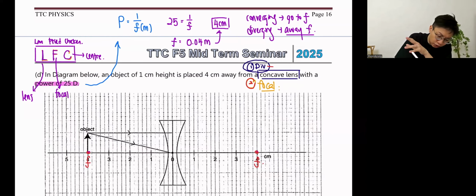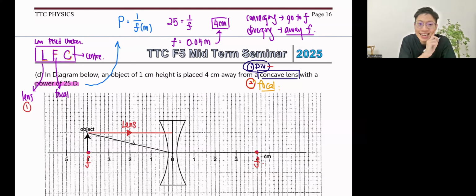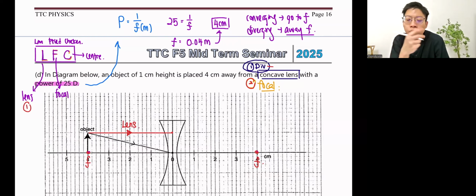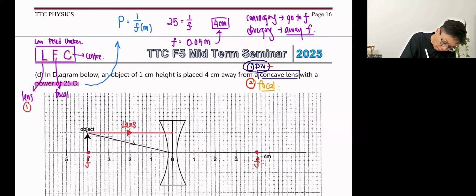We're going to start our drawing. Step one, we are going to draw to the lens first. So we will pull the line all the way here. So this is my first line, the lens line. It hits this part already. Number two, focal. The number two focal point.